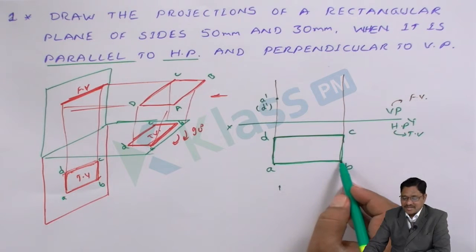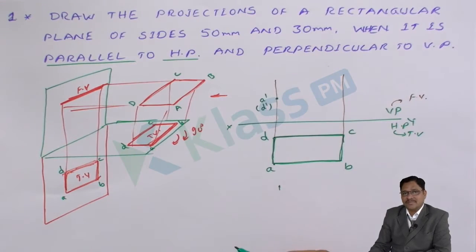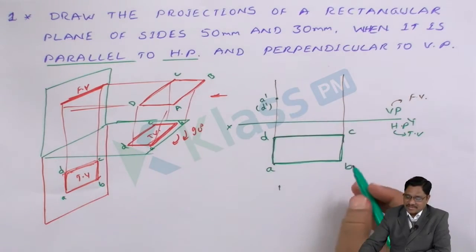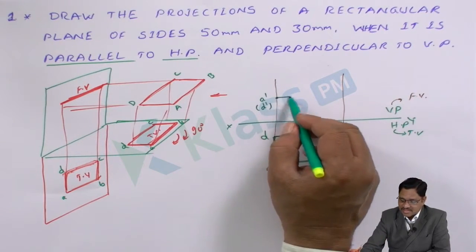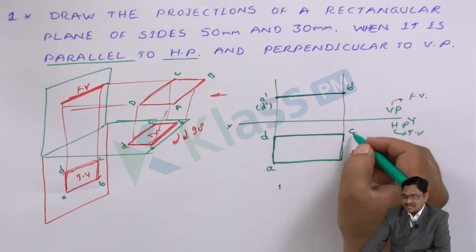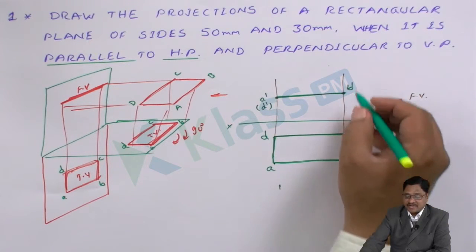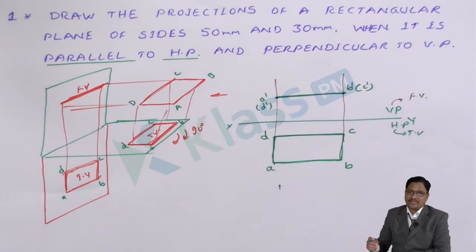Now AB is nothing but an edge, a line. When it is parallel, there also it appears parallel. So that means A dash is here, and B dash must be on the line of B, since the condition is parallel. So now here, this is B dash. Since C is behind it, in brackets you can mention C dash. Simply, the top view and front view will be completed.